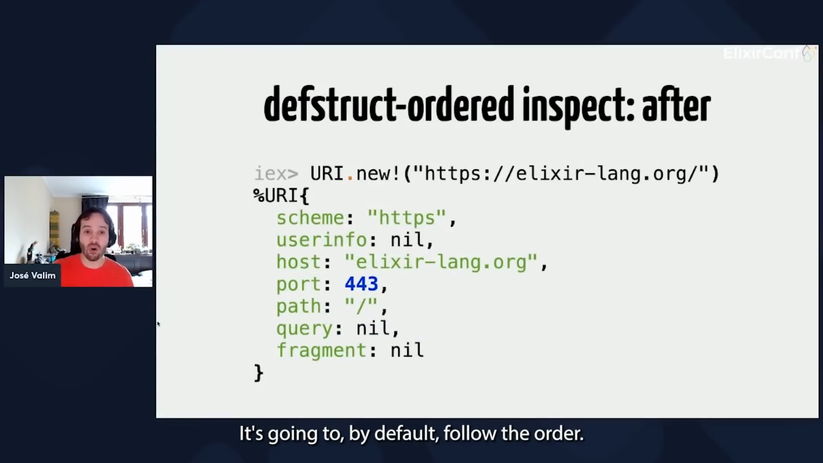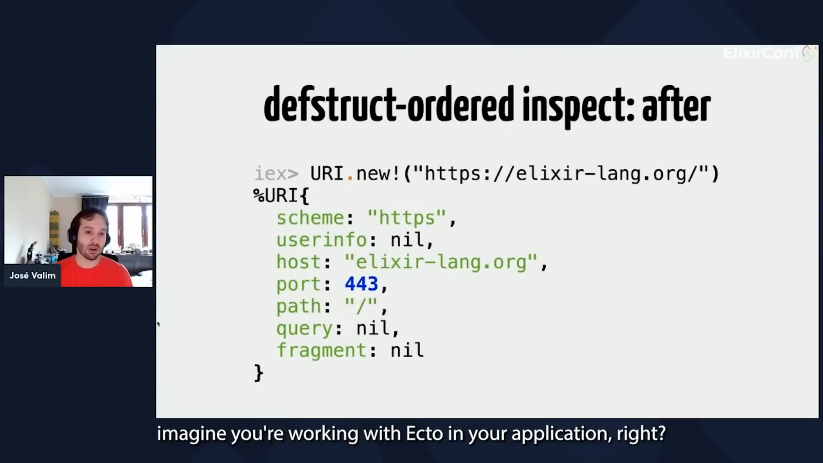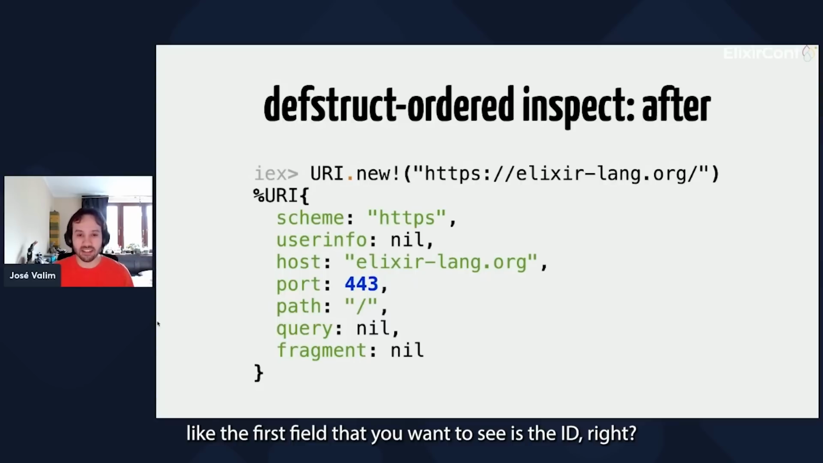It's going to, by default, follow the order in the defstruct. And now this is much better, right? Because it's the order of the fields as they appear in the textual representation. So it's much easier for me to mentally build back what this URI is. And then you can start thinking about applying this to other things. So for example, imagine you're working with Ecto in your application. Most of the time, the first field that you want to see is the ID, right? Because the ID is really important. It's the thing that kind of identifies the thing.